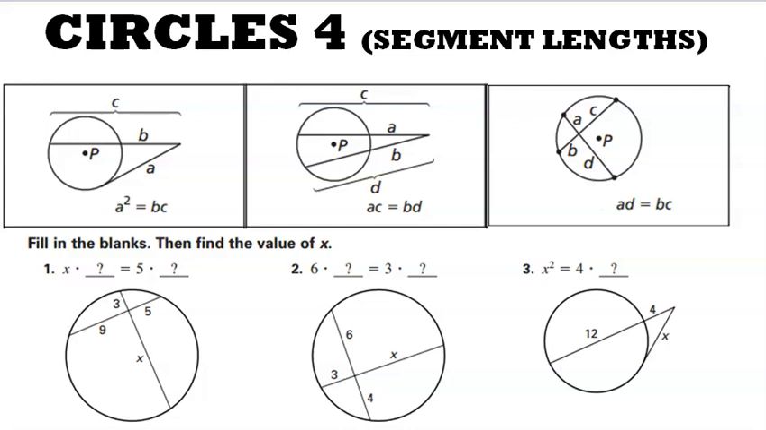Today we're going to talk about circles lesson number 4. There are 5 lessons in the circles chapter. We are on the 4th one, and we are talking about how to figure out segment lengths. We've been doing angles over and over again, and now it's time to talk about segments.